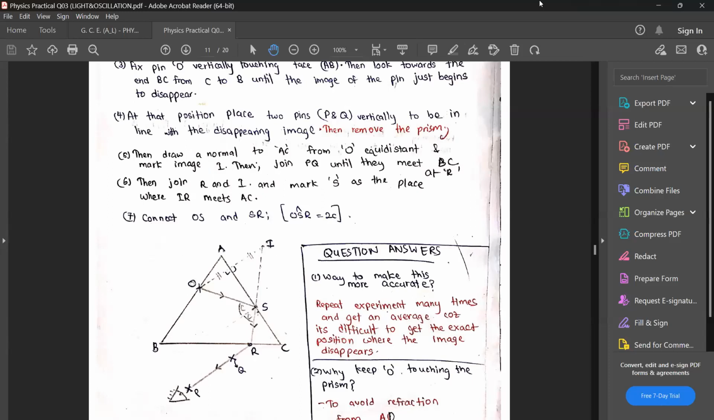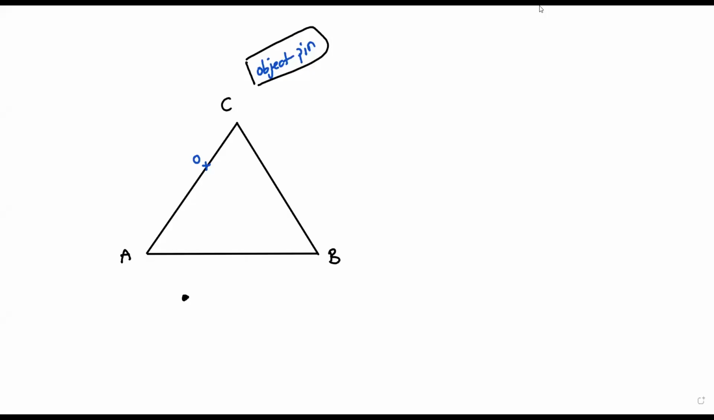Just like in the earlier practical, we can place two pins. Say I placed two pins here at this angle, because I know that is the point where it starts to disappear. When it is almost just slightly appearing, I place the two pins here. Now what can you do? Now you remove the prism, because now we need to do some geometry. Now this is just a paper with the outline of the prism drawn. There is no prism.